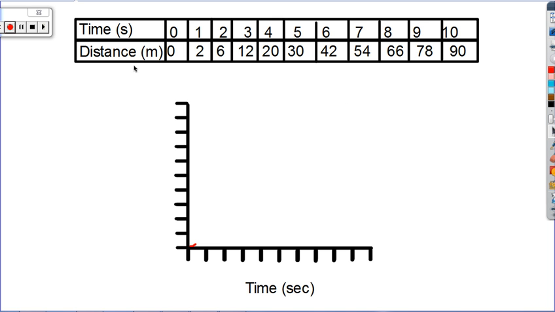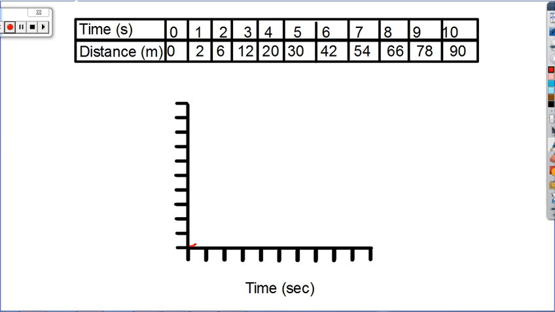Alright, so here's the single set of data. We're going to have the time distance data, and you can pretty much do this any way that you want. You can go from a velocity time graph to a distance time graph, or a velocity time graph to an acceleration time graph. This is just the most simple way to explain it to you guys.